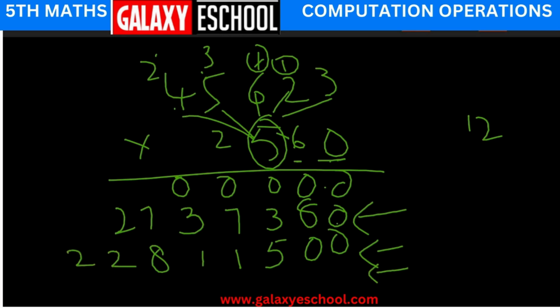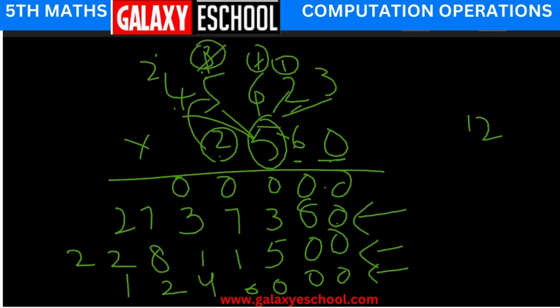Now coming to the last digit, that is 2. After 2 we are having 3 digits. So 3 zeros. 2 3s are 6, 2 2s are 4, 2 6s are 12. 1 carried. 2 5s are 10 plus 1 11. 2 4s are 8 plus 1 9.